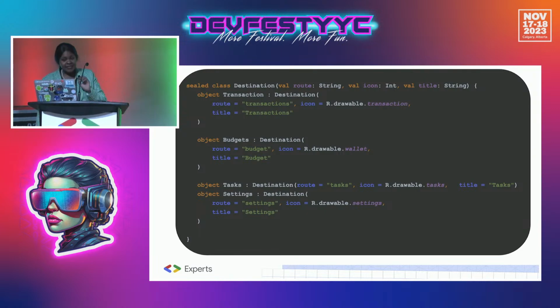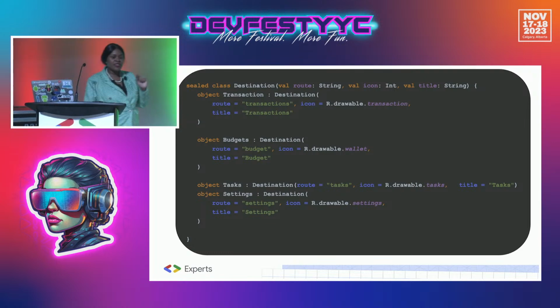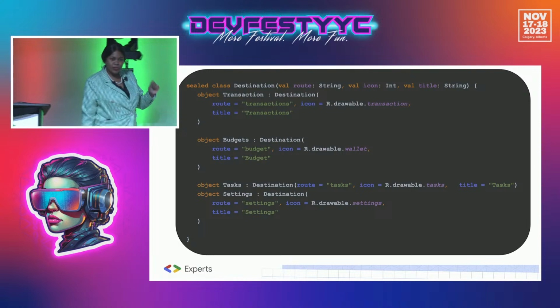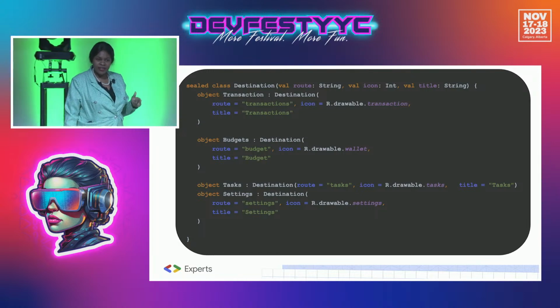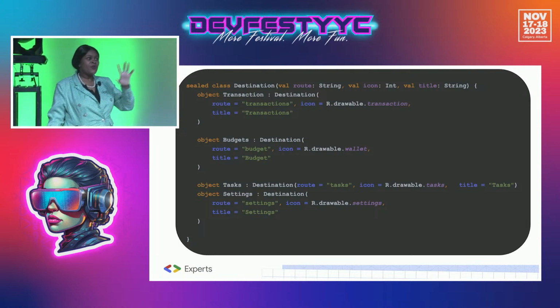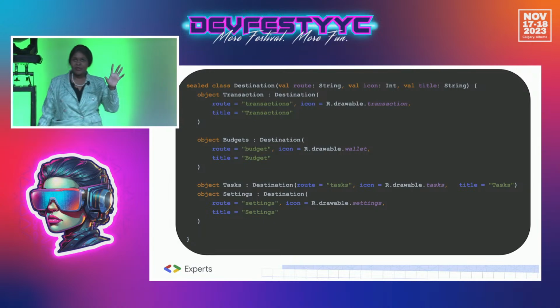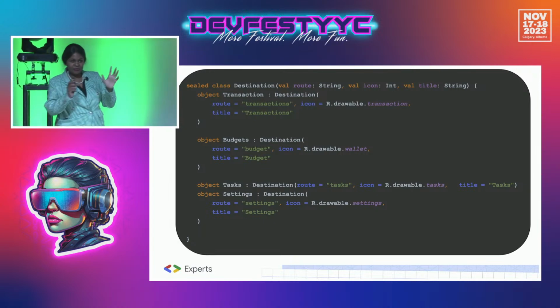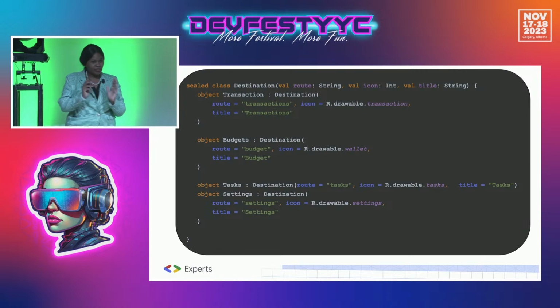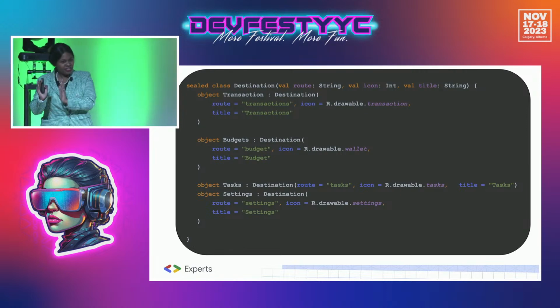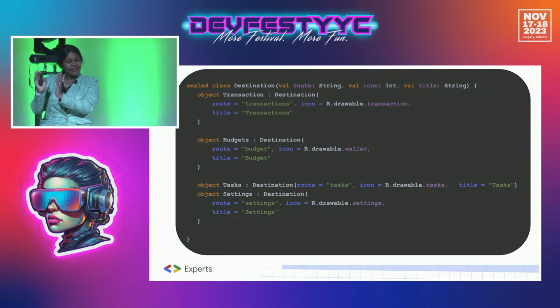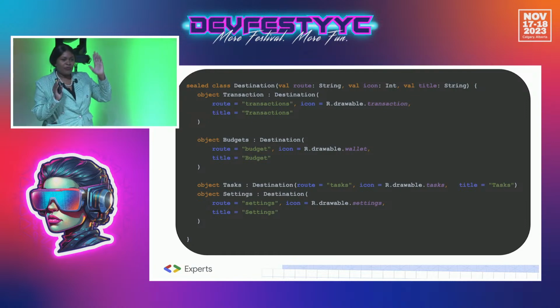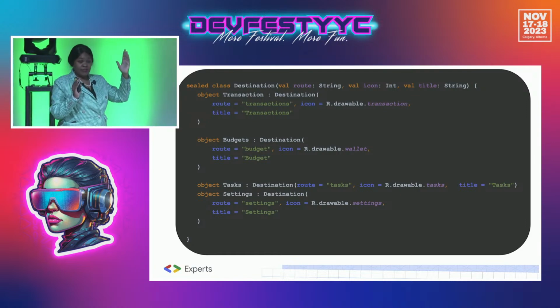Now, inside the destination class, as you can see, there are three things that we have. We have the route, we have the icon, and the title. So if you're a visual person, you know what I'm trying to build here. I'm trying to build a route that's a transaction, another one that's a budget, another one that's a task, and a setting.